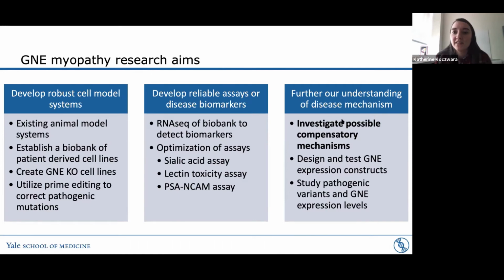But then the end goal of developing both these cell model systems as well as these assays is to use them to further our understanding of disease mechanism, which can lead to treatments. So that's the end goal in developing all of these preliminary things that I have been. And so one of the things that we're looking to do to understand disease mechanism is first to investigate possible compensatory mechanisms. So other aspects within the sialic acid biosynthesis pathway that could be targeted for potential treatments.